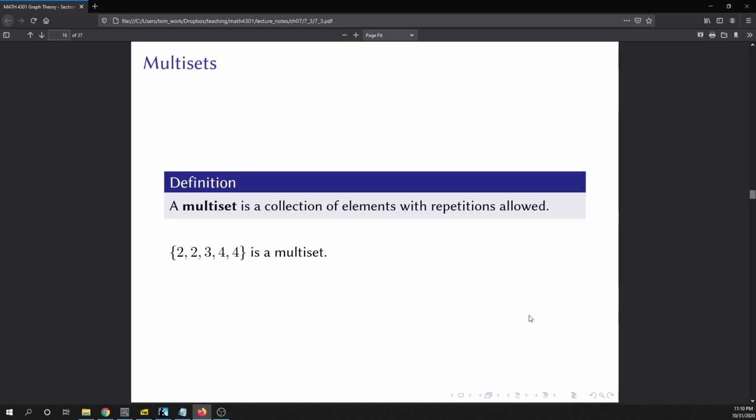All right, one other bit of terminology before we get started. A multiset is a collection of elements with repetitions allowed. Remember when we're talking about sets, regular sets, we don't repeat elements, but with multisets, we do. So for instance here, this is a multiset. It has 2 occurrences of the integer 2, 1 occurrence of the integer 3, and 2 occurrences of the integer 4. So we can repeat elements in a multiset.